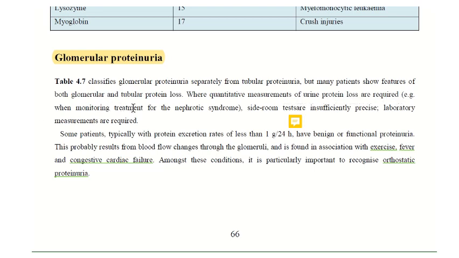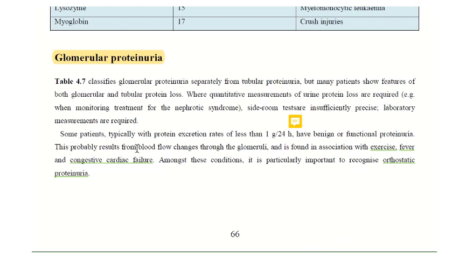Example, when monitoring treatment for the nephrotic syndrome, side room tests are insufficiently precise. هنا غلط مطبعي، هنا هاي كلمتين. Tests are insufficiently precise. Laboratory measurements are required.